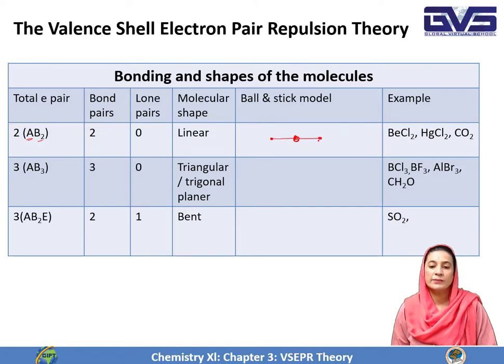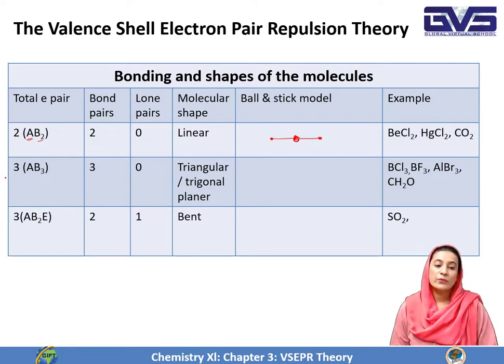Consider this is beryllium, this is chlorine, this is chlorine. They are sharing two bond pairs, and they have no lone pair. So they will be as far apart as possible. They have maximum distance and minimum repulsion among them. In this case, they have the linear shape. In this option, there is no lone pair.